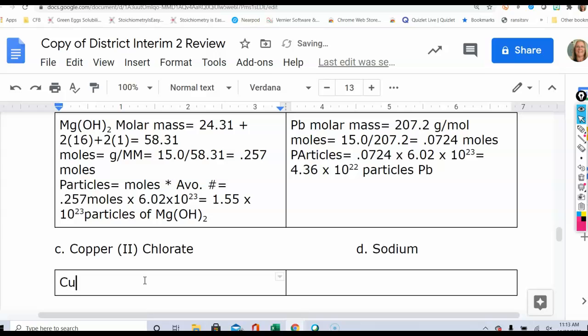So I end up with Cu(ClO3)2, because the copper is copper 2, which means copper 2 plus, and the chlorate is ClO3 minus. So I had to crisscross my charges to get Cu(ClO3)2. All right, so my molar mass is going to be equal to all of these masses added up. And I'm going to go ahead and look up all those molar masses and show you.